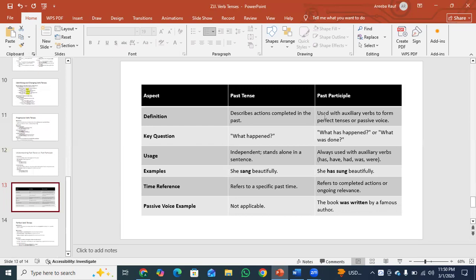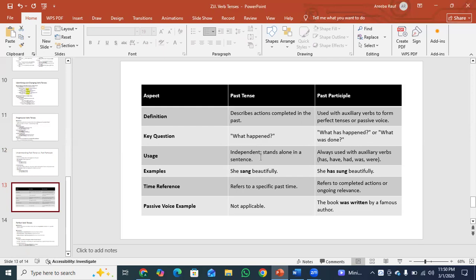Okay, we have another slide to discuss past tense or past participles. Okay, past tense describes action completed in the past, whereas past participle is used with auxiliary verbs to form perfect tense or passive voice. Okay, what happened? This is basically examples. What happened? And in past participle, what has happened or what was done.